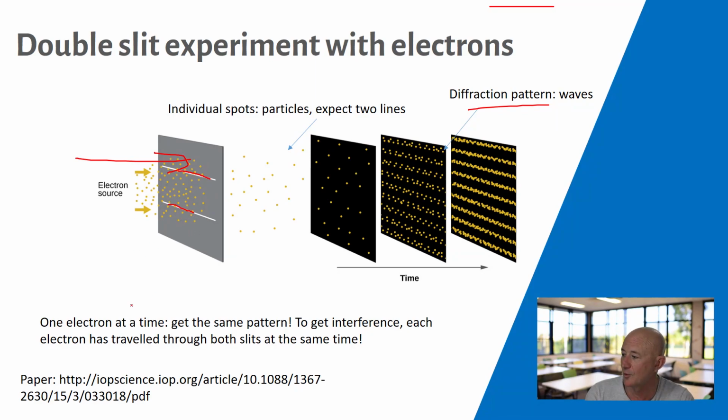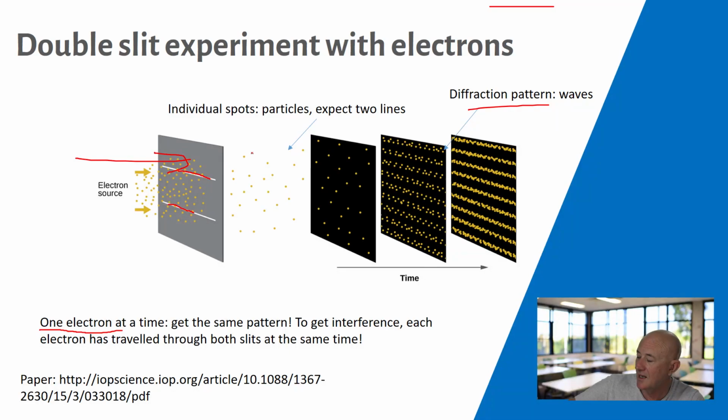The other crucial point is that you set it up so that this electron source is only ever emitting one electron at a time. You can actually set it up so it emits more than one electron at a time, but this is one electron at a time. So what do you see? As time goes on, you eventually get this diffraction pattern here.